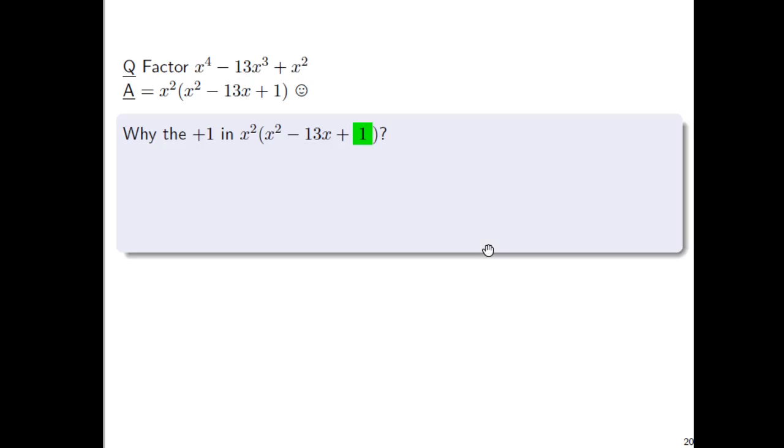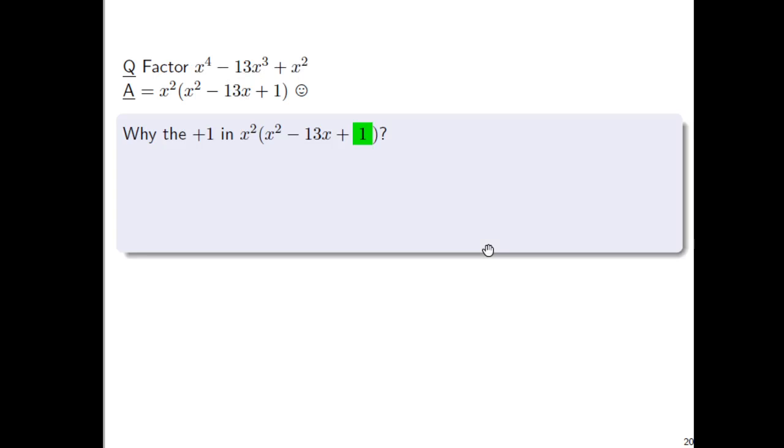Notice in this case, all three terms have an x squared as a factor, so we'll factor x squared out of all three terms. Please be careful to make sure to have a plus 1 inside parentheses here. Sometimes people leave off this plus 1, but if you gave somebody x squared times the quantity x squared minus 13x, they're only going to get two terms. They're not going to get this third term, plus x squared.